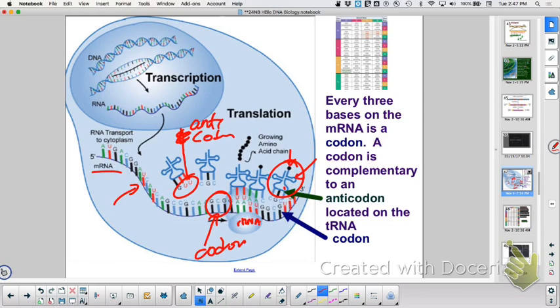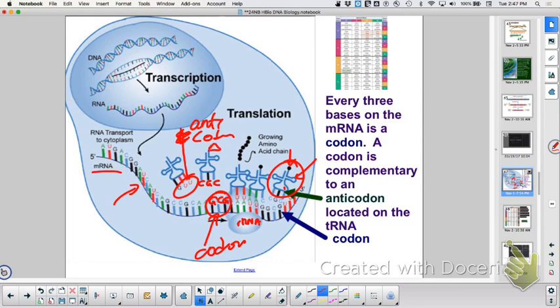Now, are these two complementary to each other? If you can't see this, this says GCG. What would be the anticodon that it would be complementary to? CGC. What amino acid would that tRNA carry?